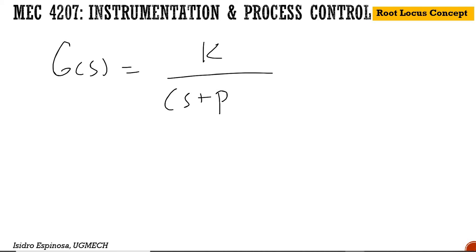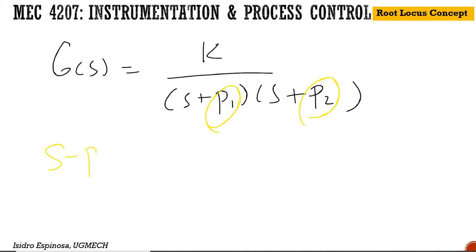So for a system having a transfer function in this form, with S plus P1 multiplied by S plus P2, how does changing the position of the poles, that in this case are P1 and P2, in the S plane change the transient response when the system is subject to an impulse, right?